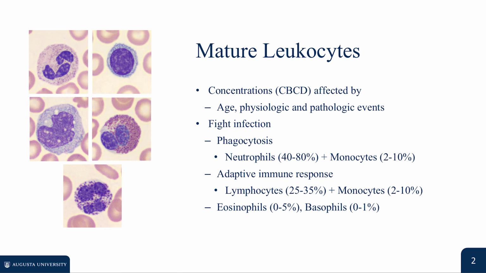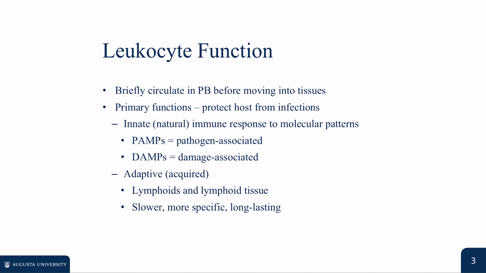As a refresher, the overall reference range for total peripheral white blood cells spans 4.0 to 11.0 times 10 to the third per microliter. After leaving the marrow, leukocytes circulate briefly in peripheral blood before migrating into tissue spaces to carry out immune defense functions.